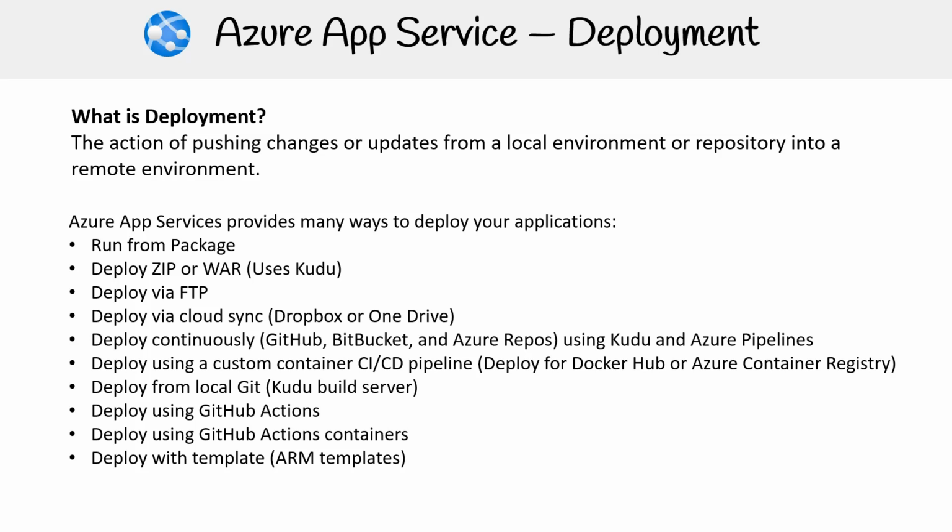WAR, deploy via FTP, deploy via cloud sync such as Dropbox or OneDrive, deploy continuously with GitHub, Bitbucket, and Azure repos, which uses Kudu and Azure pipelines, deploy using a custom container CI/CD pipeline, deploy from local Git, deploy using GitHub Actions, deploy using GitHub Actions containers, and deploy with template.